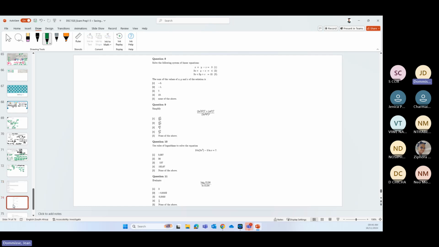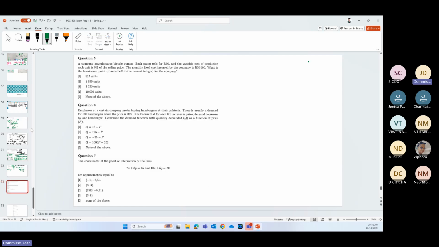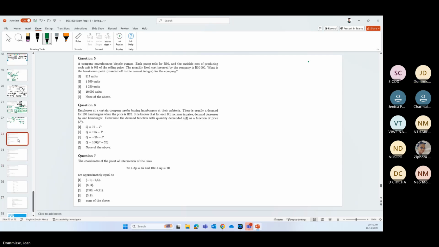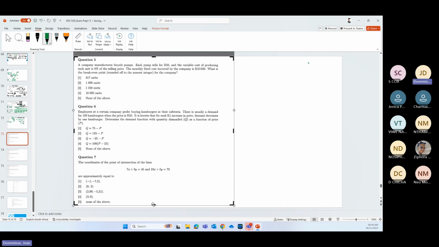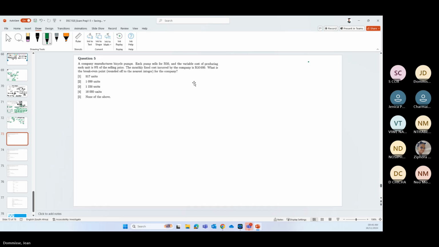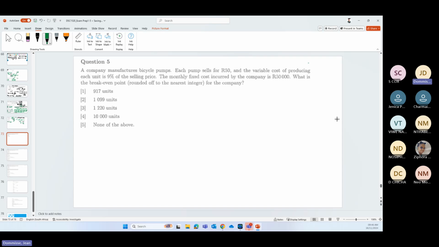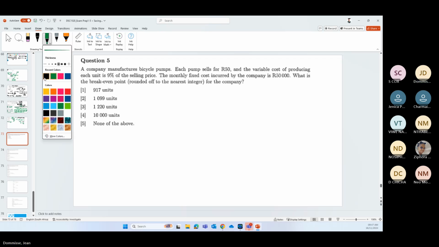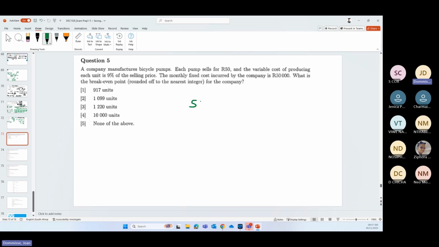Okay, let's look at a few other questions. Let's duplicate so that we can just see it better. So this question 5 is a bit more looking at some of the things at the back of your study guide. The company manufactures bicycle pumps. Each pump sells for 50 Rand. I normally would just say 50x.